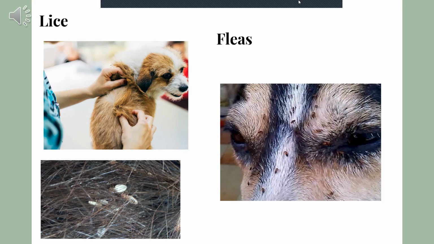Fleas tend to affect both cat and dog populations that live in high densities and mix with other animals. Fleas are very contagious, so if you have multiple animals sharing the same space, it's important to treat all of them. It's also important to note that fleas can go from a dog, can infest a cat.